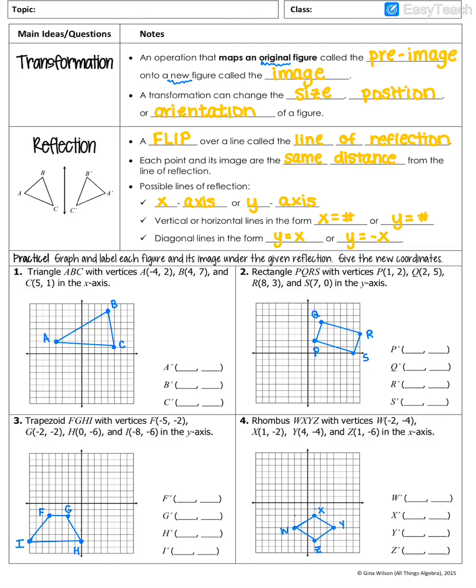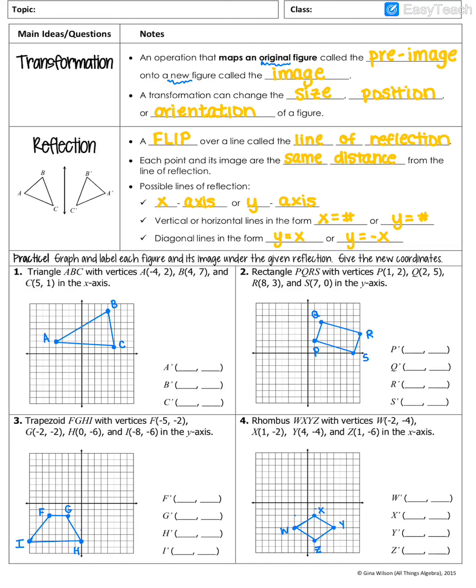Okay, so we're going to focus on just reflections today, and I think this is an easy one for us to start with. A reflection is a flip of an image across a line called the line of reflection. Each point and its image are going to be the same distance from the line of reflection. So that part right there is really important, and you're going to hear me say that a bunch when we do these notes. The possible lines of reflection that we could use would be the x-axis or the y-axis.